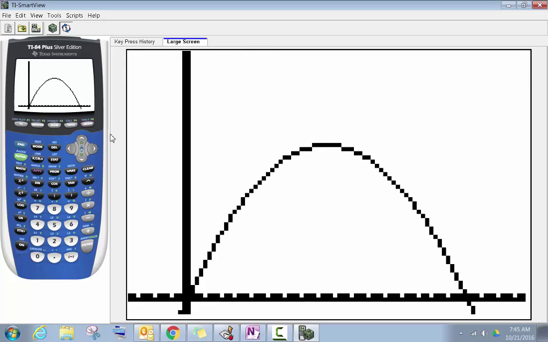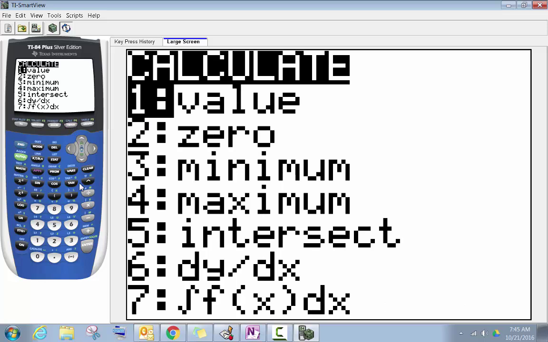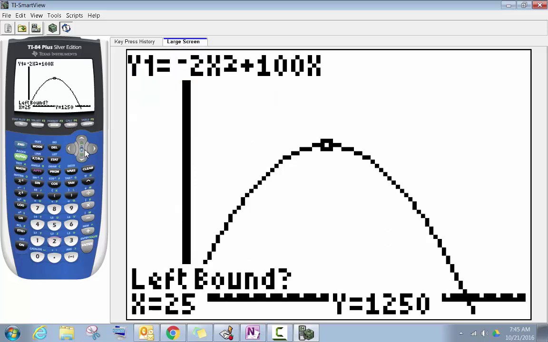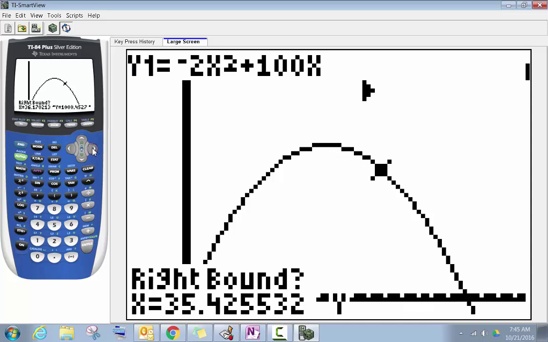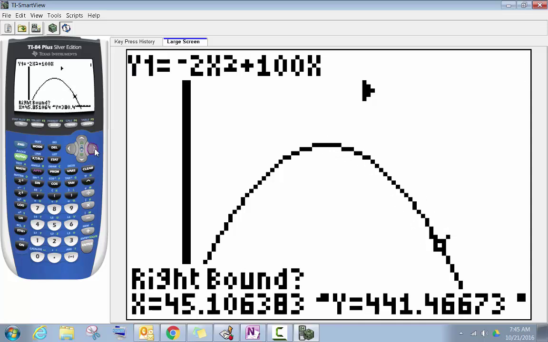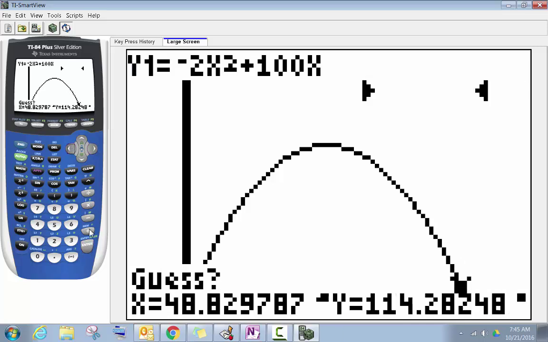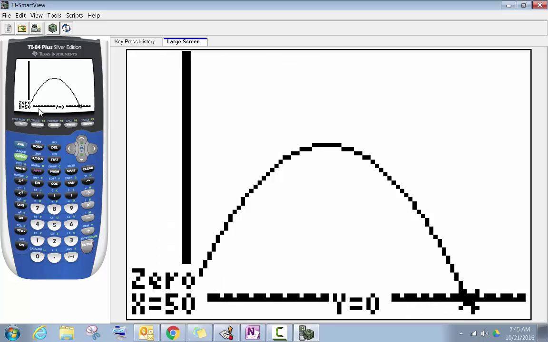Oh, we got our parabola. So what do we need to know? Well, we need to find our vertex and our zeros so we know what to graph on our coordinate plane. So second trace, do our zero. So left bound, just click somewhere to the left of a zero. I'm going to go to this far right zero. Take a guess somewhere in there. Up 50, 0. Now obviously our other zero is at 0, 0, so I'm not going to find that.